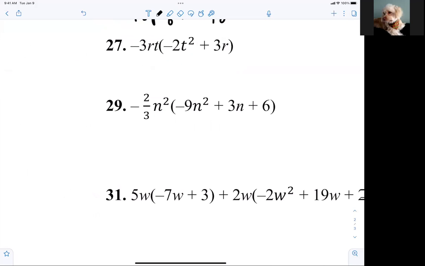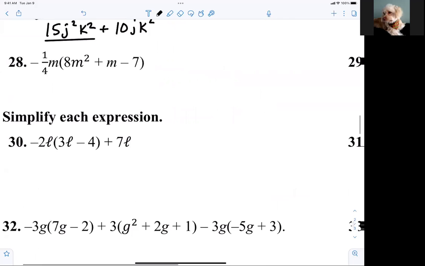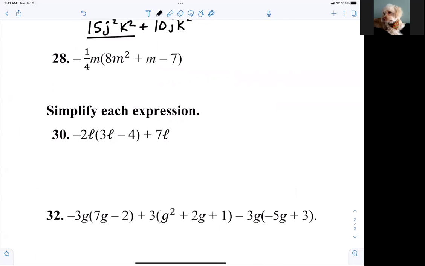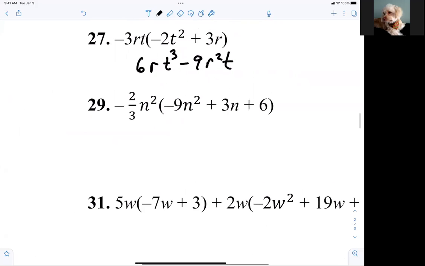27. 6 RT cubed. Good. Minus 9R squared. You're awesome. That's it. Very nice. All right, 28. Hold on a minute. I don't want you seeing and writing it down. Okay, good.